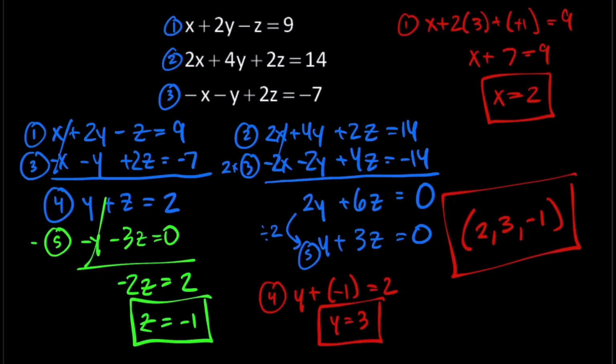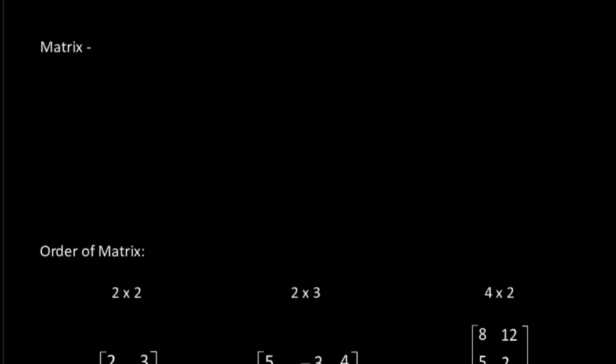And it's probably one of the last times we're going to do algebraic solutions, because now we're going to introduce matrices. Let's talk about a matrix. What is a matrix? A matrix is simply a grid of numbers. It's going to look like this.